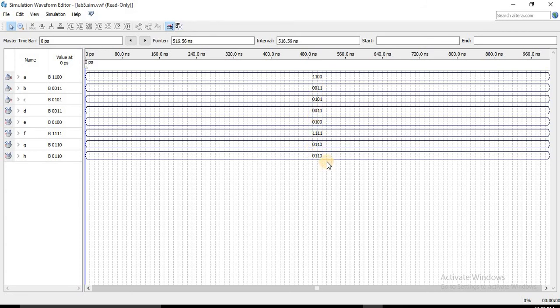Hence all the results given here are justified from the respective bitwise gates applied. That's all for this part. Now we will move to the next part.